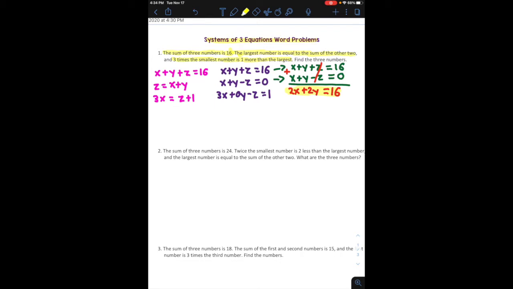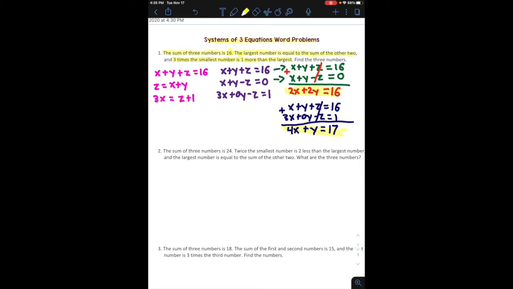However, the second step is now to use two different equations and eliminate the same variable. I already used the first and second equation, so this time I'm going to use the first and third equation to eliminate z again. I'll copy the first equation, x plus y plus z equals 16, and the third equation is 3x plus 0y minus z equals 1. If we add these equations, we'll end up with 4x plus 1y, the z's will cancel out, equals 17.